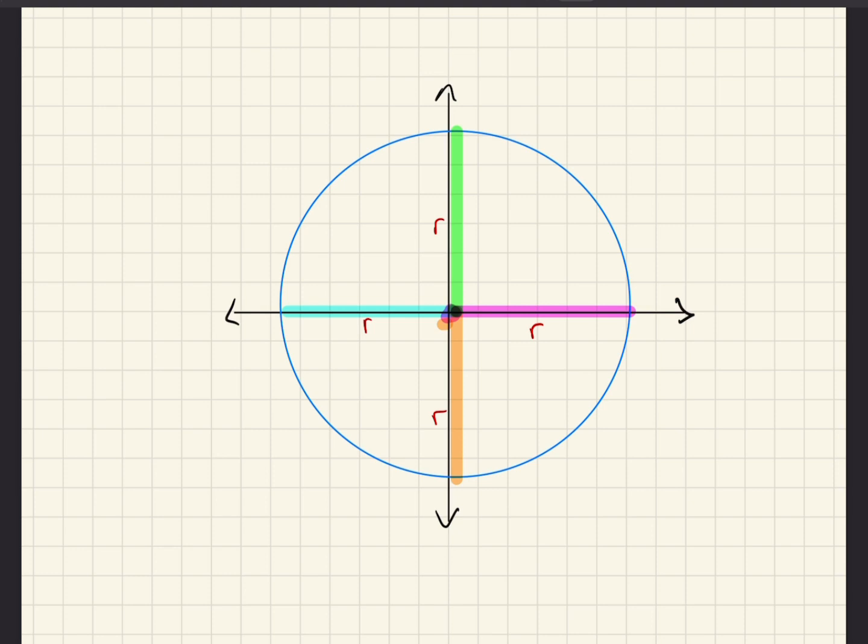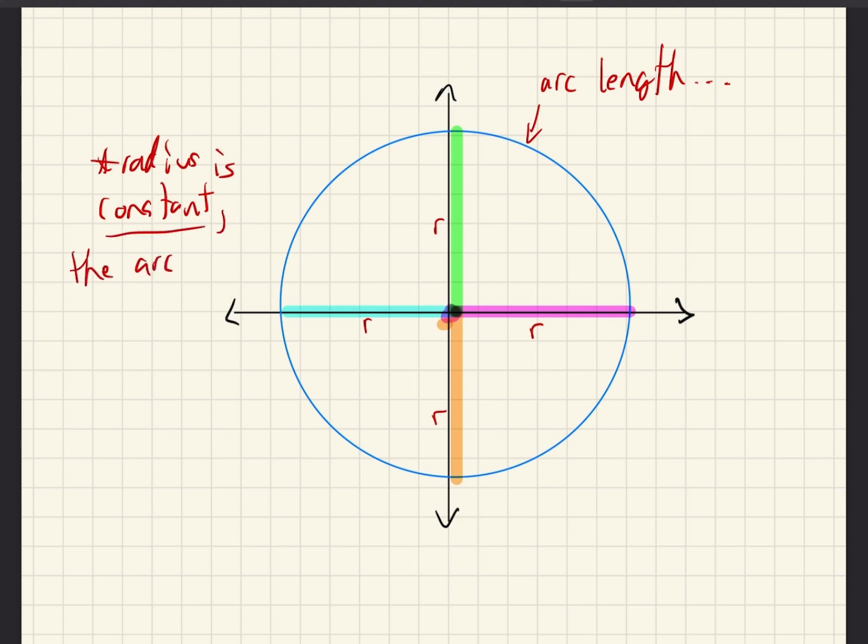Now, over here, the curve is the arc length. And so what we say is that the radius is constant, right? Because it's never going to change from the center of the circle to the outer rim. But the arc length is what's going to change depending on the angle.